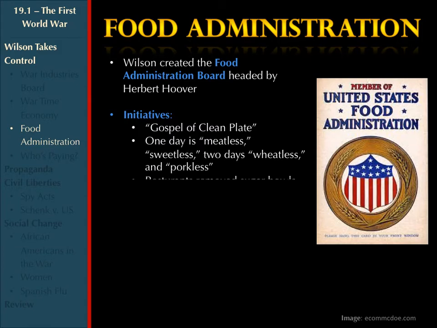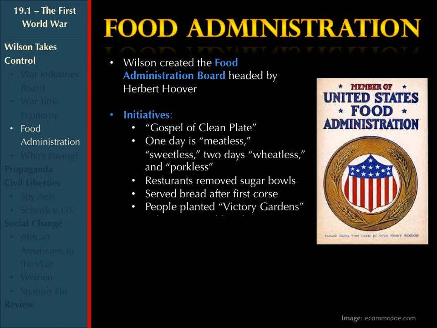He also started a series of campaigns where one day you would have a meatless meal, one day would be sweetless, 2 days of the week would be wheatless, so you're not having bread, and 2 days would be porkless. The idea is to consume less food so we have more to export and more to ship to our soldiers when they're eventually over there. Restaurants were also on board. They removed the sugar bowls. They served bread after the first course, so you would be full and eat less.